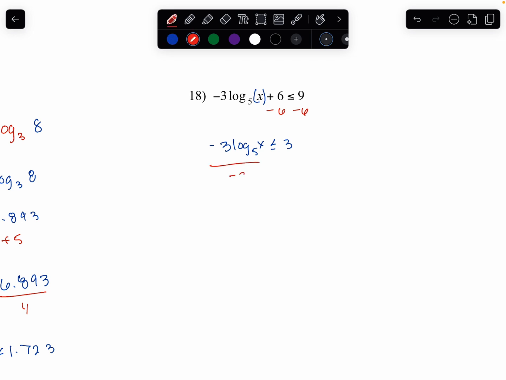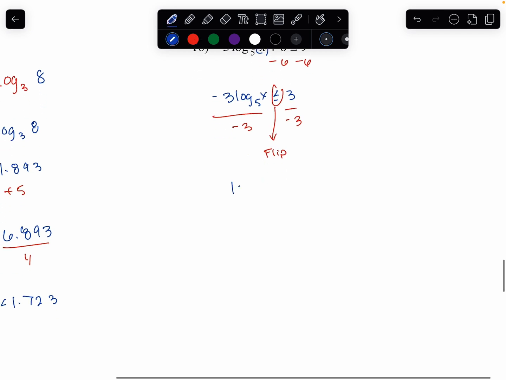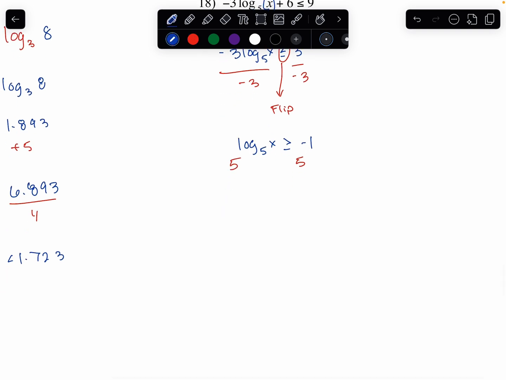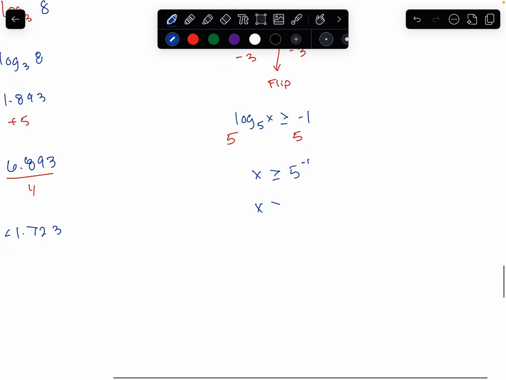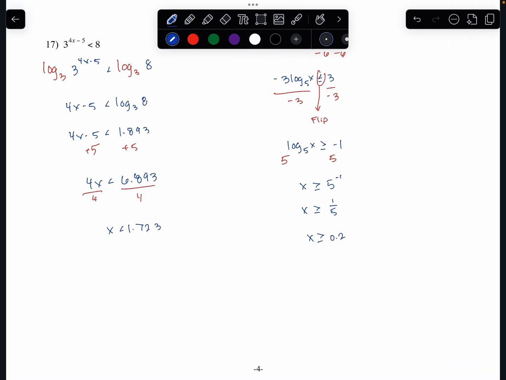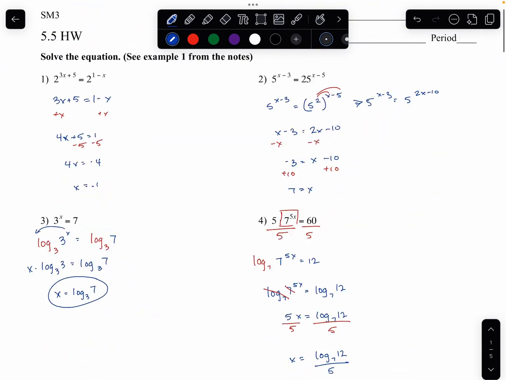So I'll divide by -3. Now if I divide by a negative number, that's going to flip. So I'll get log base 5 of x is greater than or equal to -1. Then I'll exponentiate with a base of 5. I'll get x is greater than or equal to 5 to the -1, which is 1/5, and 1/5 is 0.2. So x has to be greater than or equal to 0.2. Okay, and that should do it for 5.5.